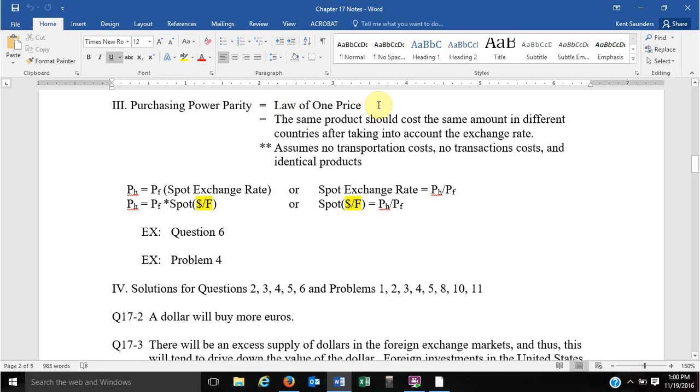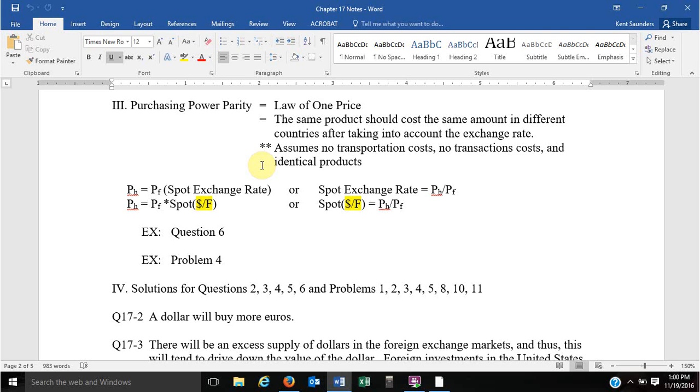The idea is that the same product should cost the same in different countries. And that makes sense. There is a big assumption that you need to make for that to be true. It assumes there's no transportation costs, no transactions costs. So what that would mean, in effect, is if I could buy a compact disc with 10 songs on it, those same 10 songs should cost the same in the U.S. as they would in Mexico.